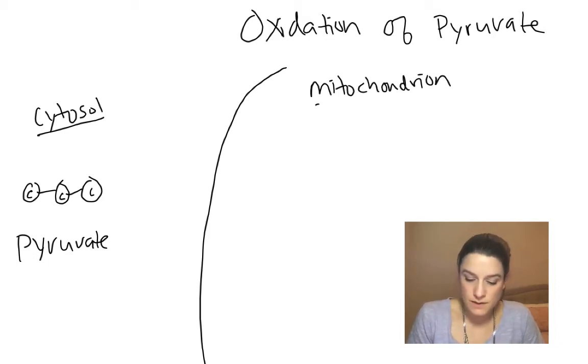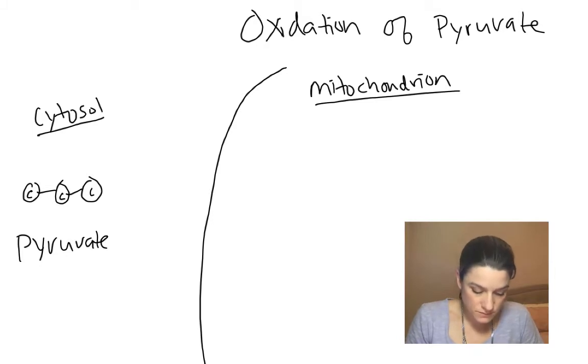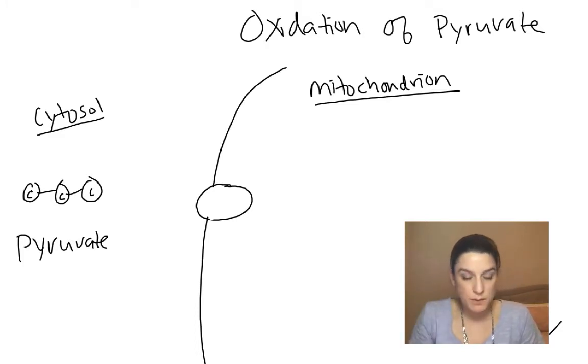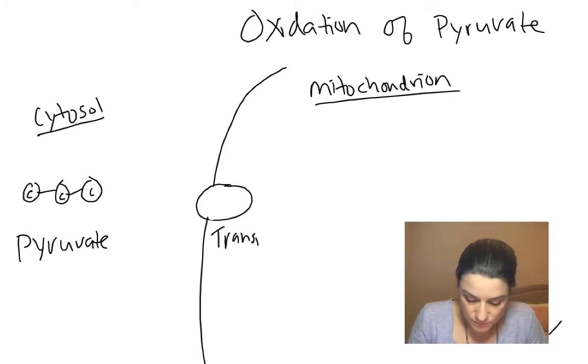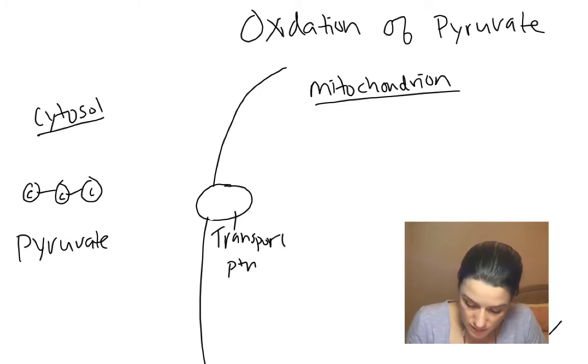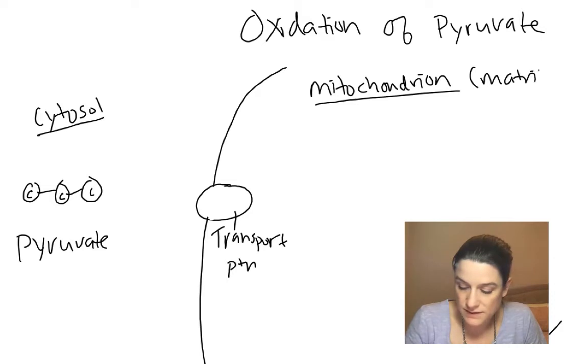Mitochondrion is singular, mitochondria plural. Pyruvate has to go through transport proteins because it can't just diffuse across the membrane. Remember, mitochondria and chloroplasts are examples of membrane-bound organelles, and so they have phospholipid bilayers. Just remember there are transport proteins. And really, we're looking at this process after it gets in there, happening in the mitochondrial matrix.